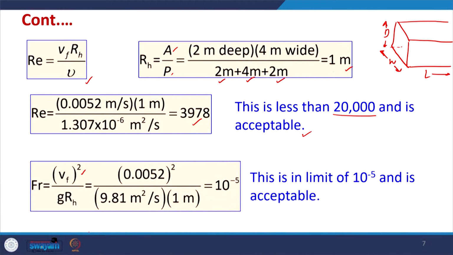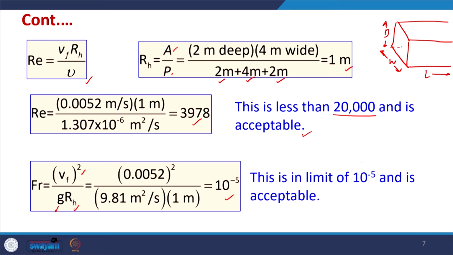Now, similarly, we have to calculate the Froude number also. For the Froude number, everything is known: velocity is known, hydraulic radius is known, and the gravity is also known. So, if we put all the values, this comes out to be very similar to 10 raised to minus 5 and can be considered acceptable.